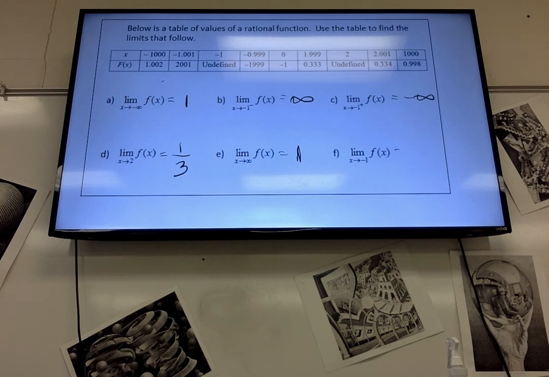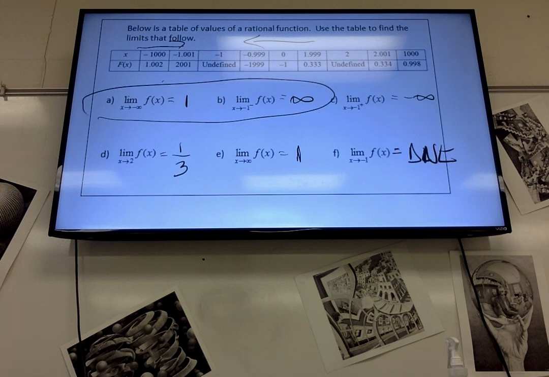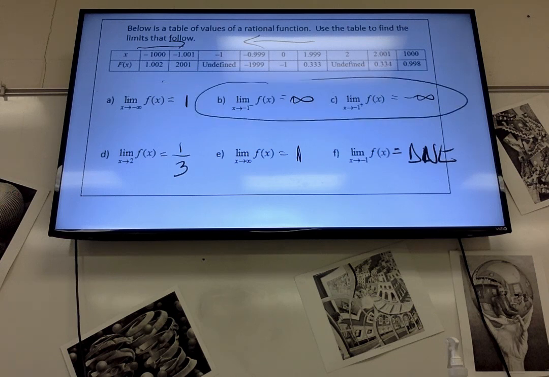As x approaches negative 1, so that means we go left and right here. Didn't I already do that? Yeah. Okay, what is this one? Does not exist. Yes. Why does it not exist? Because that is not equal. Yes. Because these two right here were not the same thing. One was infinity and one was negative infinity.